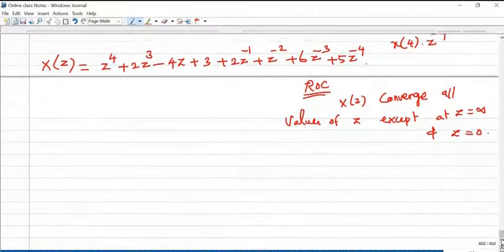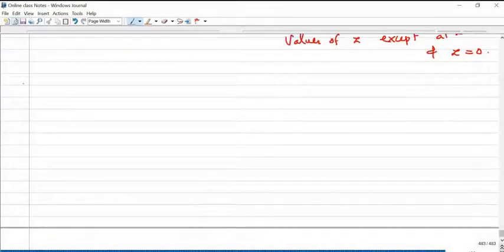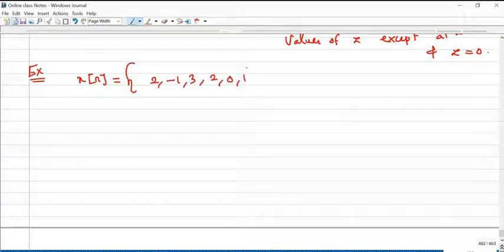An example I will give you. For the double-sided sequence we discussed now, suppose 2, minus 1, 3, 2, 0, 1.